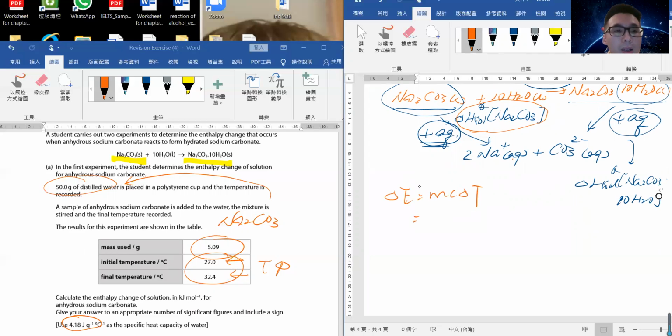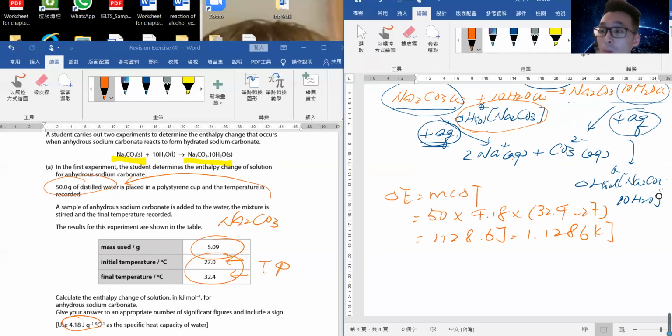So the m is 50, c is 4.18, and delta T is final minus initial, right? So it will be 1128.6 joules, okay? And you divide by 1,000 to turn it to kJ. So this will be the total amount of heat absorbed by the water, which is also equal to the total amount of heat released from 5.09 grams of sodium carbonate when it dissolves in 50 grams of distilled water, right?